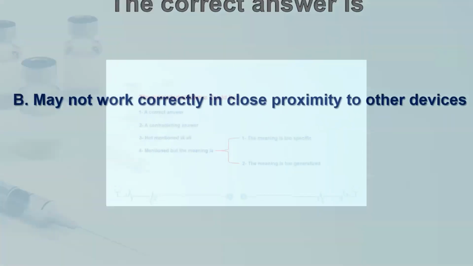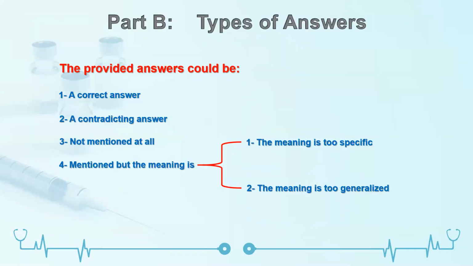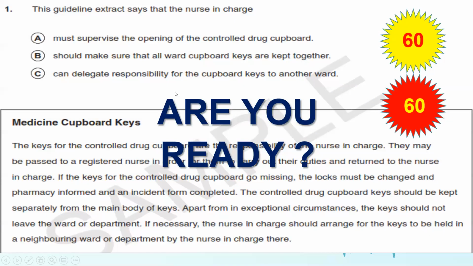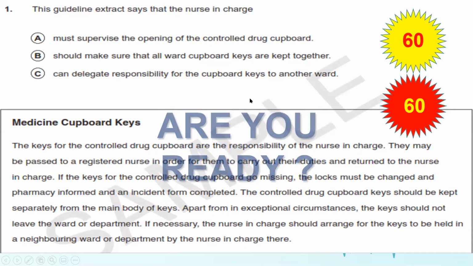So you can skip this slide. Again, the provided answers could be a correct answer, contradicting answer, not mentioned at all, or mentioned but the meaning is too specific or too generalized. So let's practice. Regarding the sequence, in this practice, at the start, you have 1 minute to read the text, then another minute to detect the correct answer. So are you ready? So let's start.